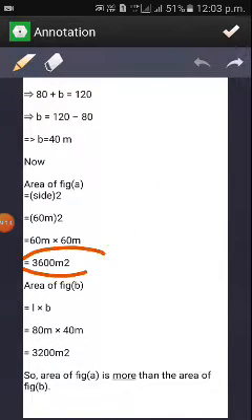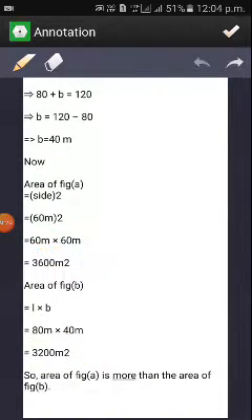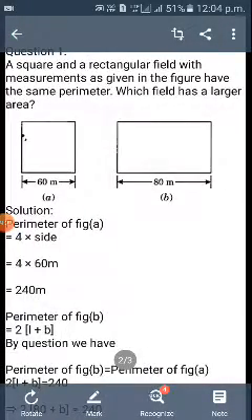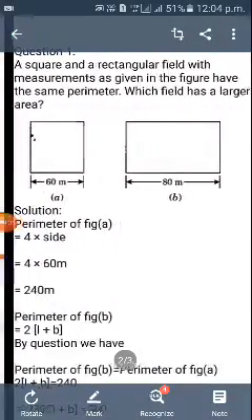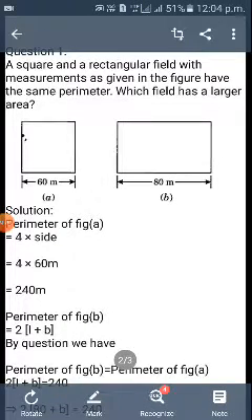So the area of square has come out to be 3600 square meters and area of a rectangle has come out to be 3200 square meters. So we have been easily able to find that the area of square is more than the area of a rectangle.